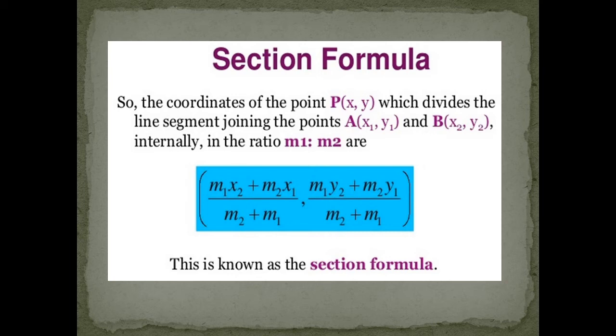The section formula describes a point which is dividing the line segment joining the points (x1, y1) and (x2, y2) internally in the ratio m1:m2. If you know the end points of the line segment and the ratio, you can find the coordinates of the point. The formula is (m1 x2 + m2 x1) / (m1 + m2) as the x coordinate, comma, (m1 y2 + m2 y1) / (m1 + m2). This is the section formula.